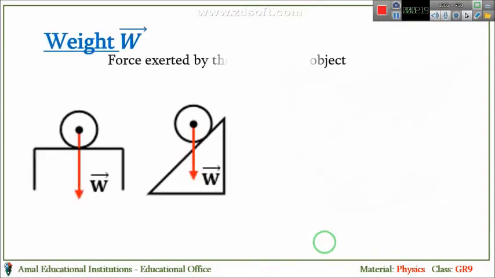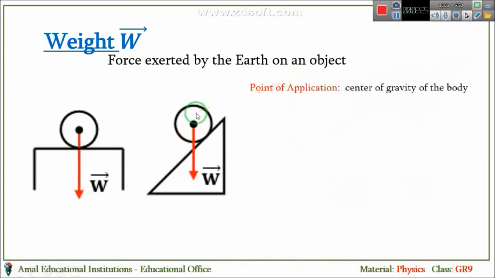The weight force. The weight force is the force exerted by Earth on an object. Its characteristics are: the point of application of the weight force is always the center of gravity of the body, while the line of action of the weight is always vertical and its direction is always vertically downward.